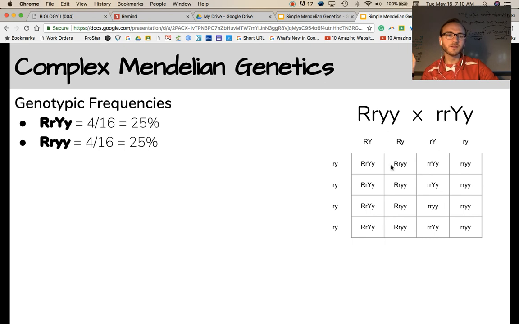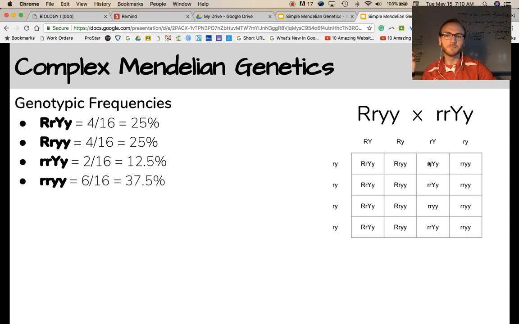The next genotype is going to be big R, little y, little y. So heterozygous for shape, recessive for color. If we count again, 4 out of 16. And then the math gets a little more complicated. Let's look at the recessive for shape, heterozygous for color. We count only 2 of those in the table, which equates to 12.5%. And then our last genotype for shape and color is recessive for both traits, little r, little y, little y. And we have 6 out of 16 of those, so 37.5%.